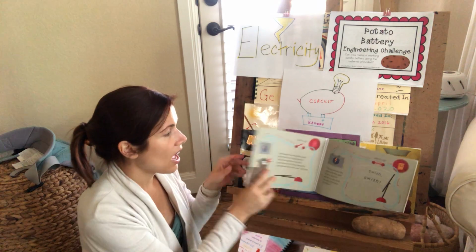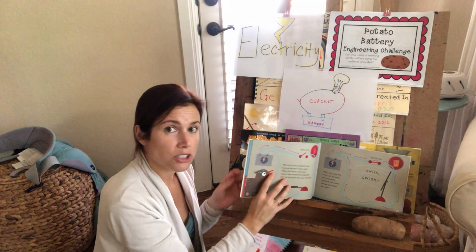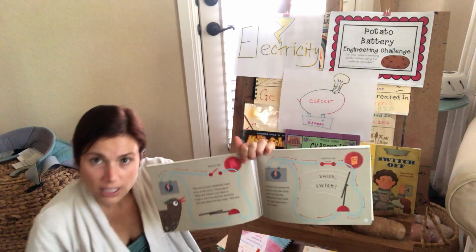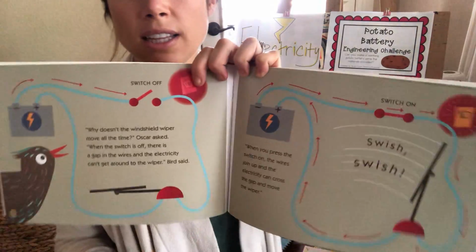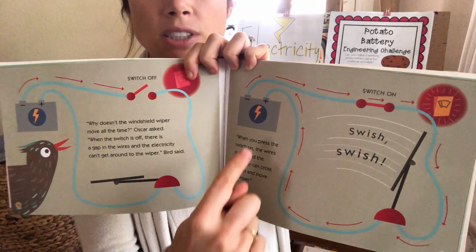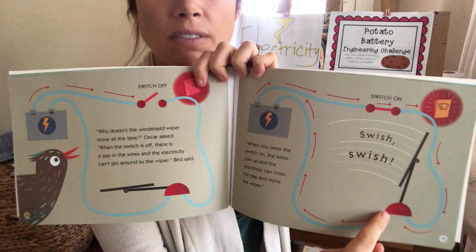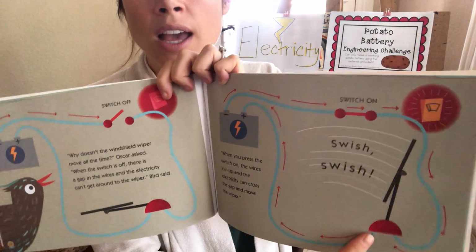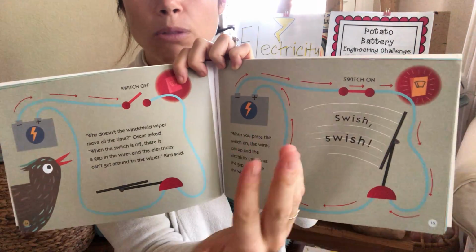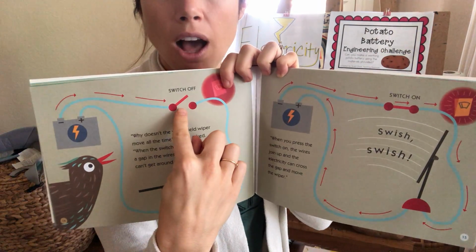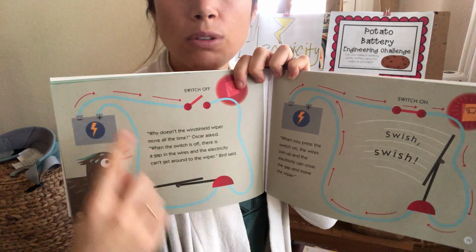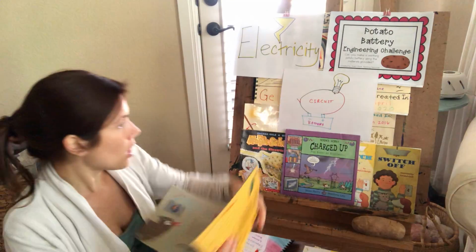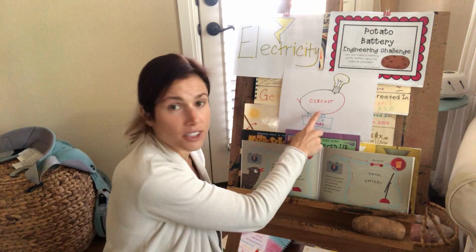And then in Oscar and the Bird, a book about electricity, we learned a little bit about circuits. We were introduced to a circuit. So we saw that in this circuit, the wires are connected to the positive and negative ends of the battery, and they flow to the windshield wiper, which receives the power, and it can go back and forth, back and forth. If a switch is off, the power can't flow through the wire to the windshield wiper, and it won't turn on. So this is called a circuit.